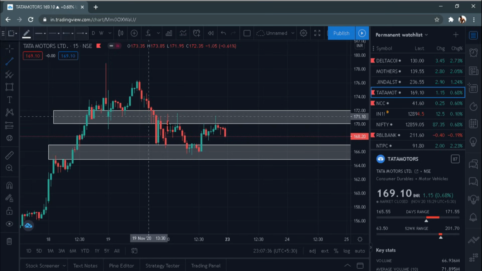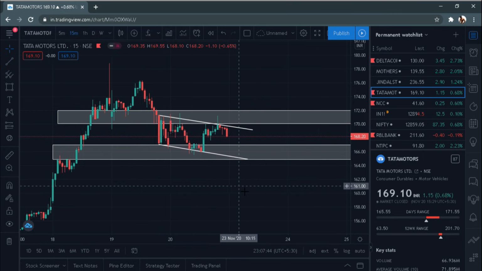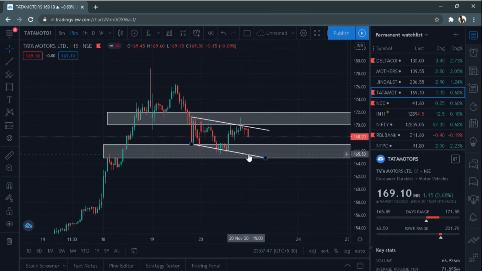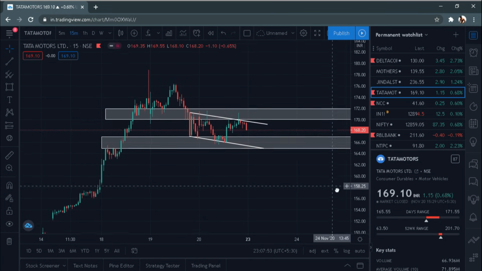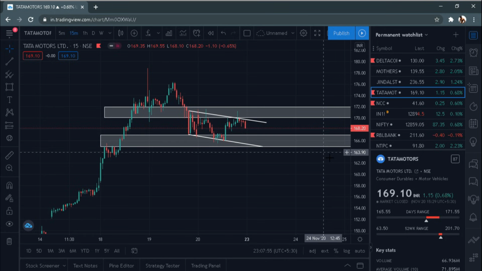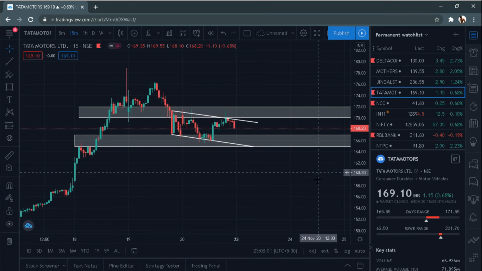So this was the analysis for Tata Motors. I can also draw a trend line like that, and then a trend line from below over here like this. If this trend line is broken and this support is broken, this will give you double confirmation that Tata Motors is going to slip below. So whenever Tata Motors breaks the 165 level, it can easily drop to the 158 level. So this was the analysis for Tata Motors.